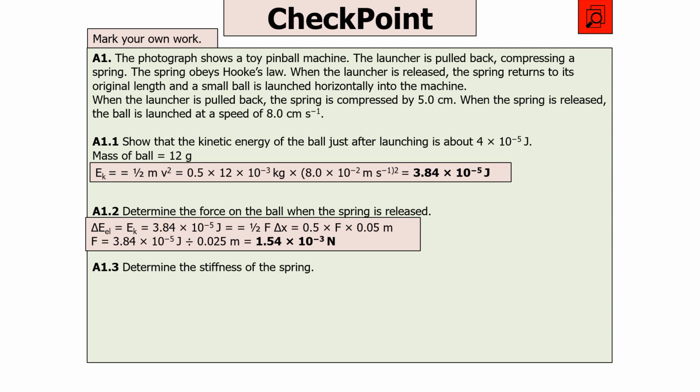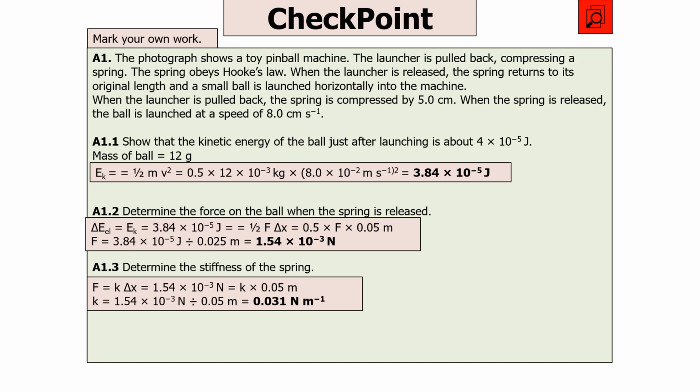Now, how do we work out the stiffness or spring constant of the spring? Well, F equals k times the extension. So therefore k is going to be equal to F over the extension. We've got the force from the previous question. We know the extension from previous information because it's just the compression. So therefore it's 0.031 newtons per meter.